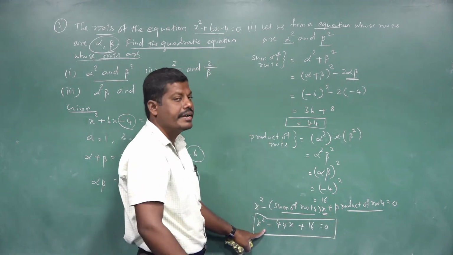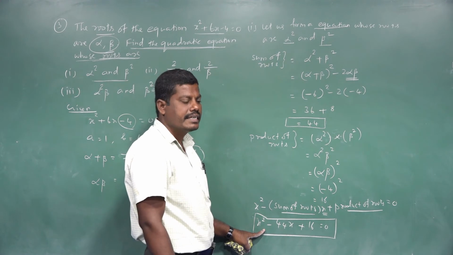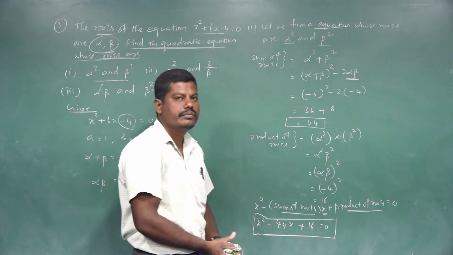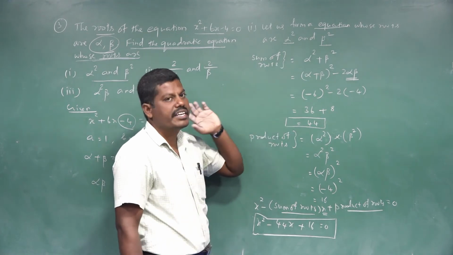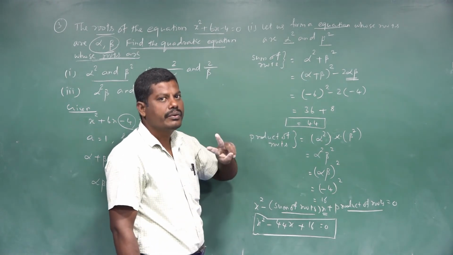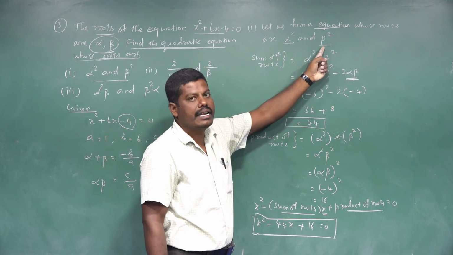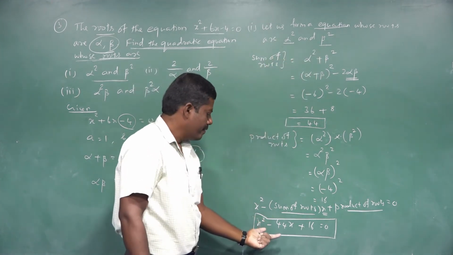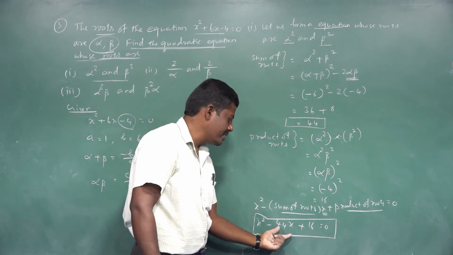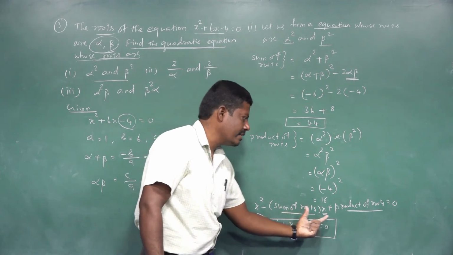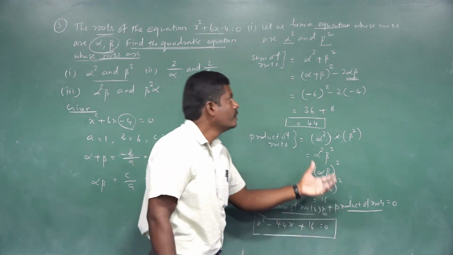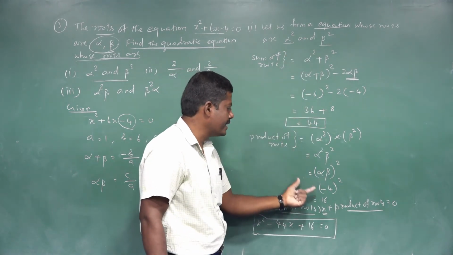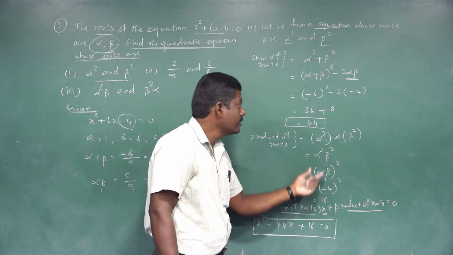This is a required quadratic equation. Understand? x square minus 44x plus 16 equal to 0. Forming a quadratic equation means they will give two roots, like alpha square and beta square. To form a quadratic equation, we should know the sum of the roots and the product of the roots. So adding these two roots we get the sum of the roots. Multiplying these two roots we get the product of the roots.